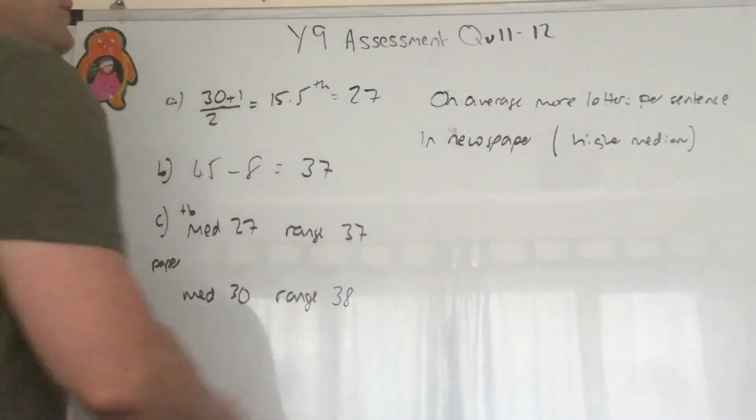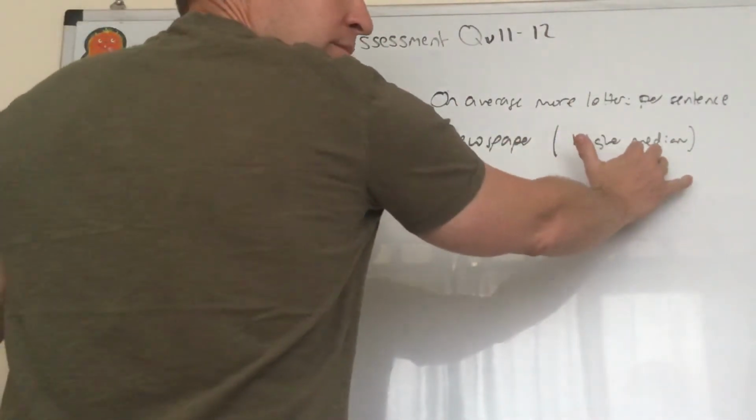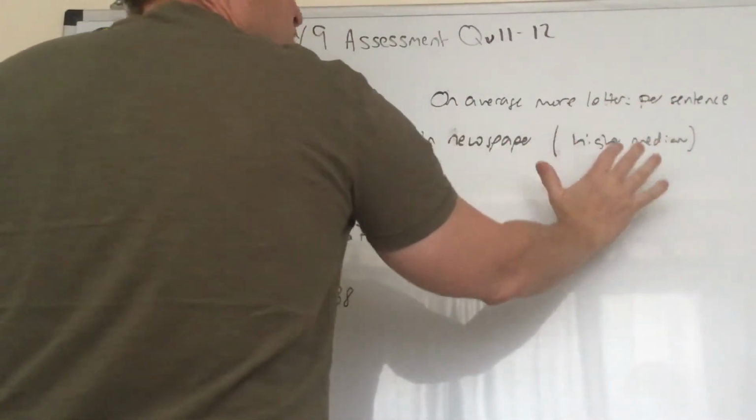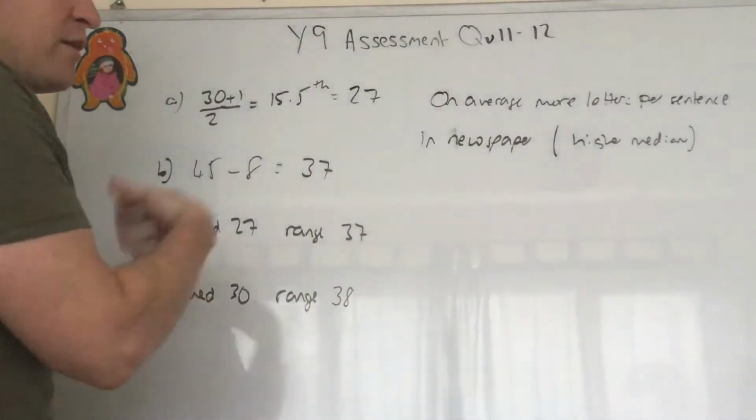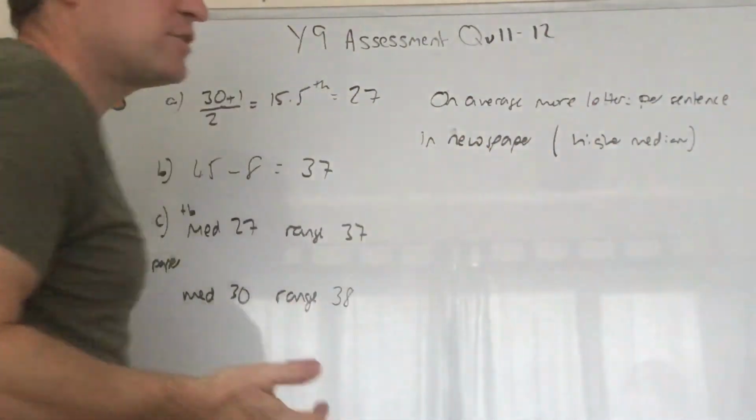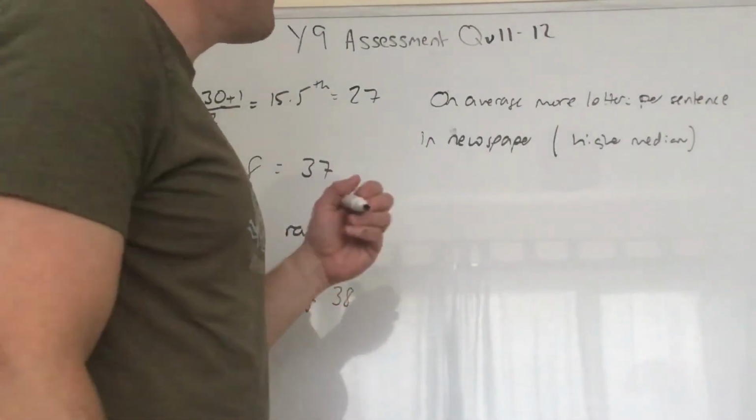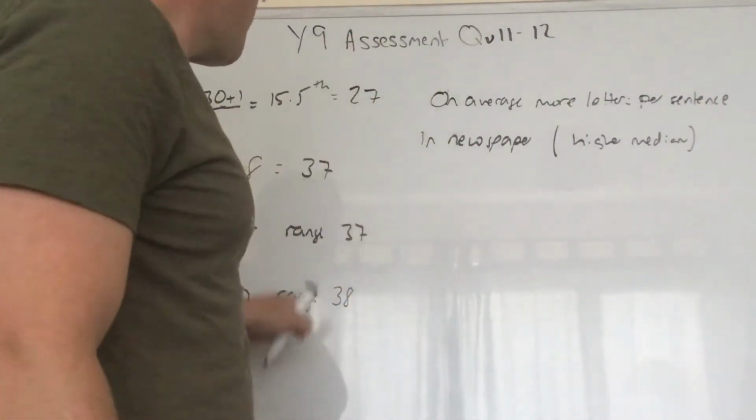You can't just say it's a higher median, or you won't get a mark. And if you just say the median's higher for a newspaper without telling us what it means, that there are more letters per sentence, you won't get a mark either. So you need to be very specific. Then we compare the range.